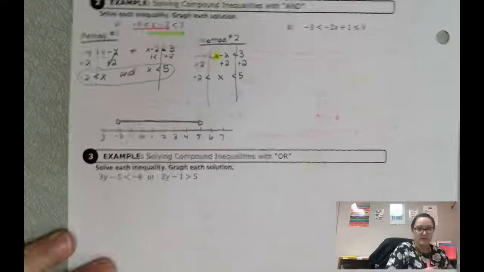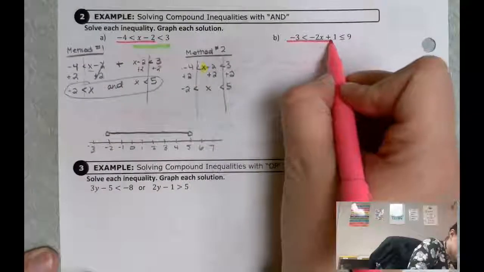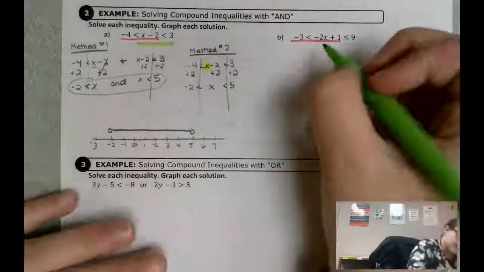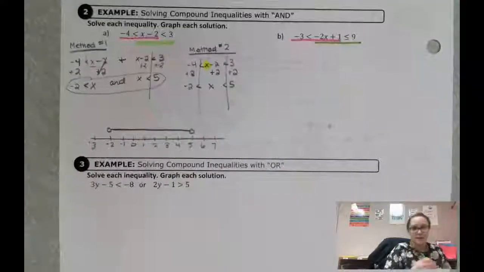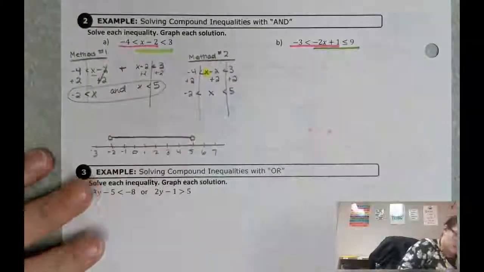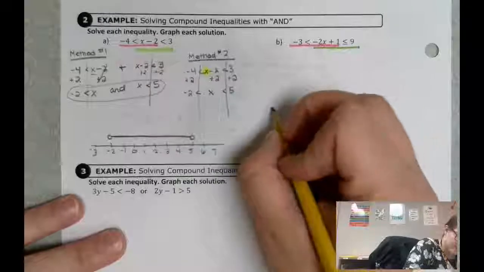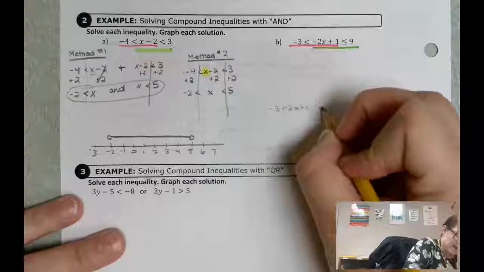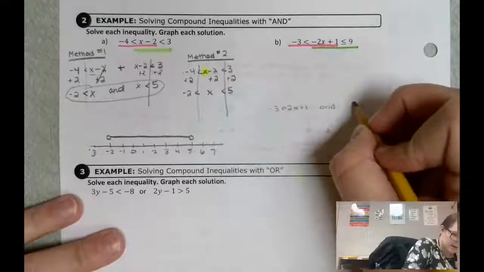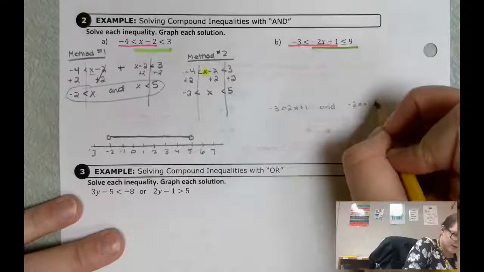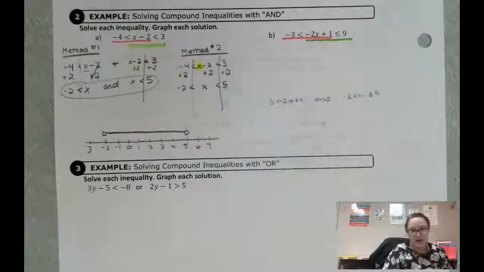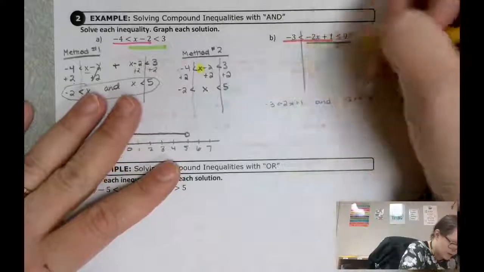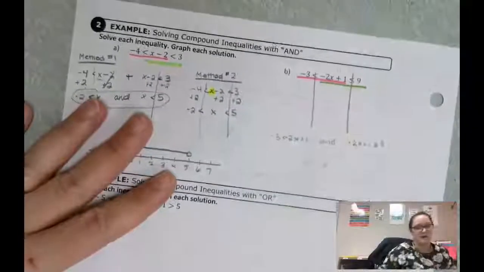So again, if we look at B, there's technically 2 inequalities. I have this one, and I have this one. So again, you can do method 1. If you do method 1, you'd split them up, so I'd have negative 3 is less than negative 2x plus 1, and negative 2x plus 1 is less than or equal to 9. So you can solve it that way. Again, do the same thing. I'm going to do it method 1 because I'm going to show you this is how I do it.